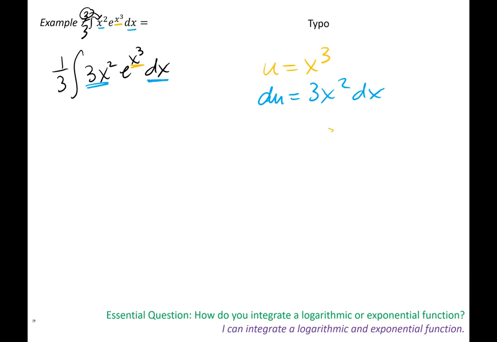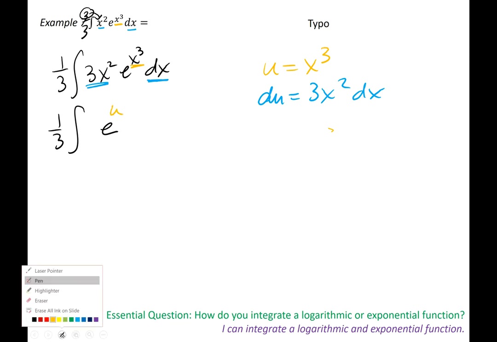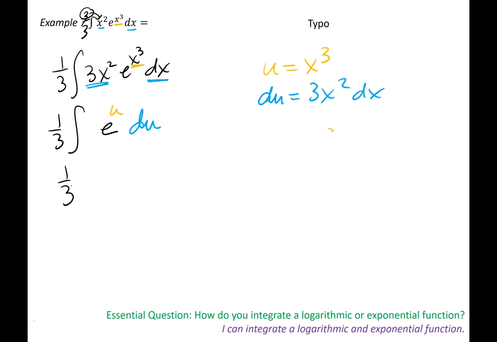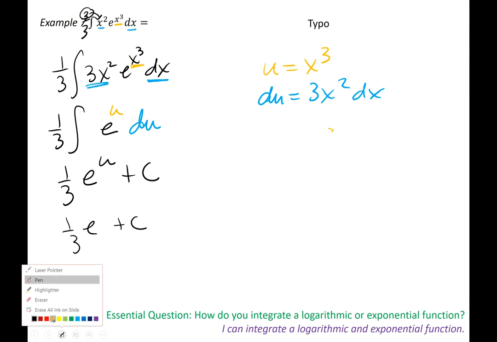And then I know that the 3x squared dx is my du. So let's substitute in. So we've got 1/3. I've got e to the u for the x cubed. And then for the 3x squared dx, I'm substituting in du. All right, now I'm going to go ahead and integrate it. So 1/3 e to the u plus c. And now I need to substitute my u back in. So I'm going to substitute back in the x cubed.